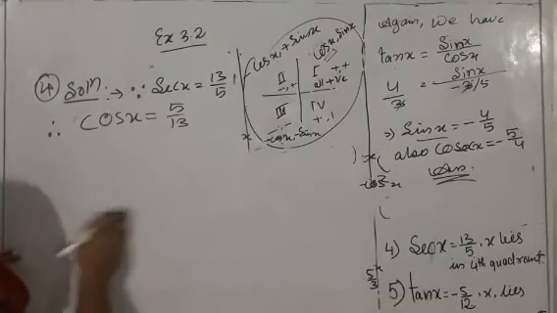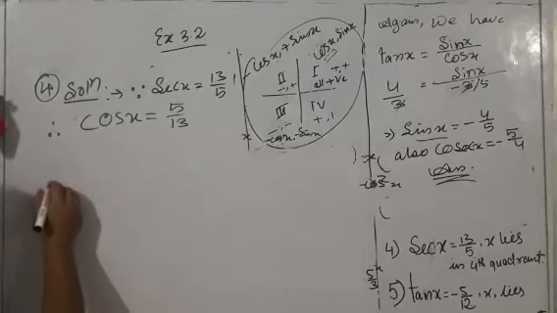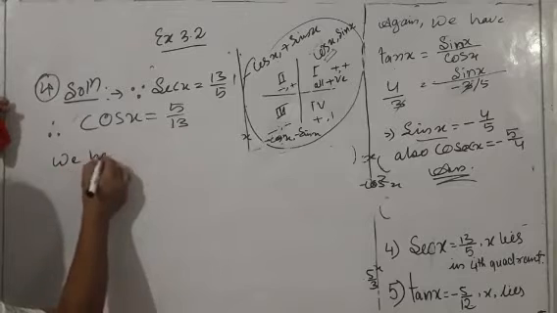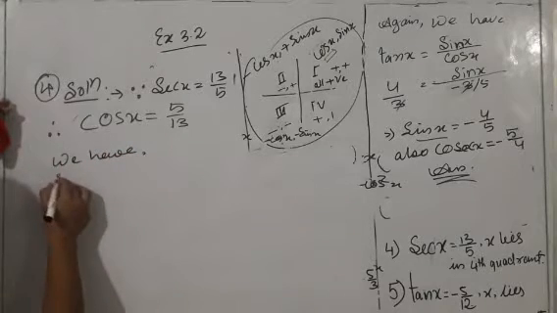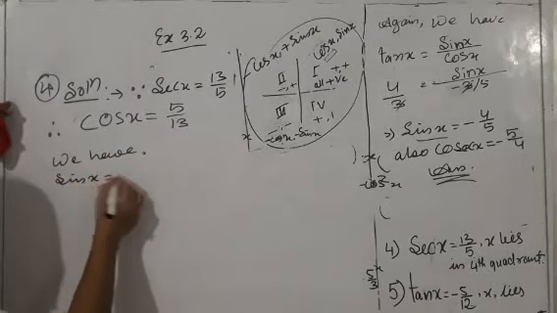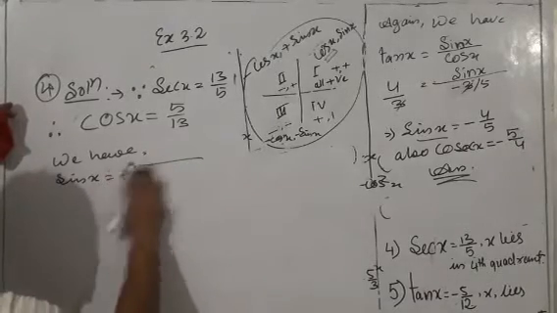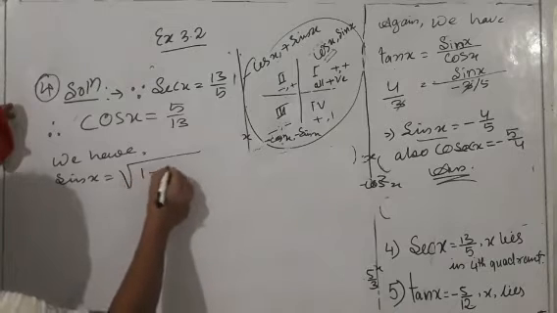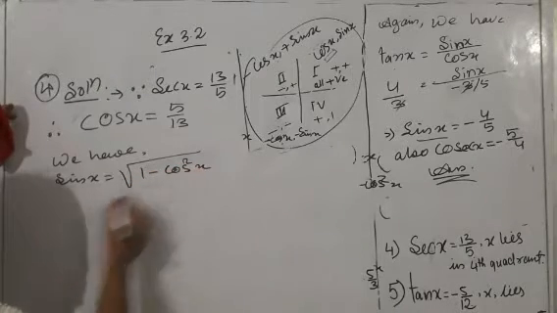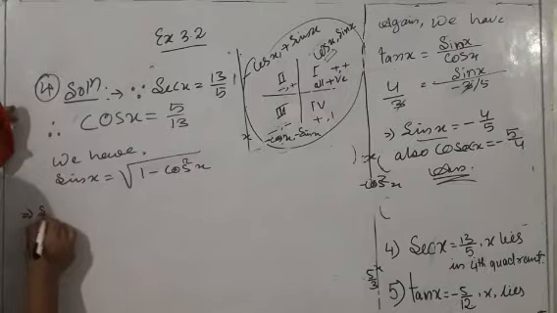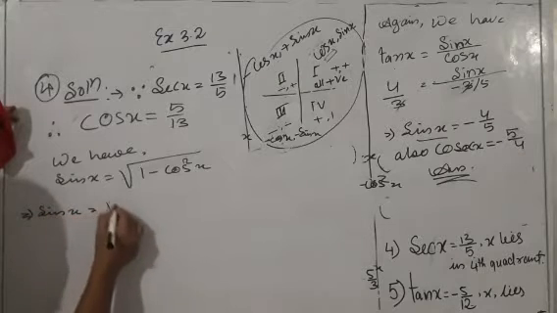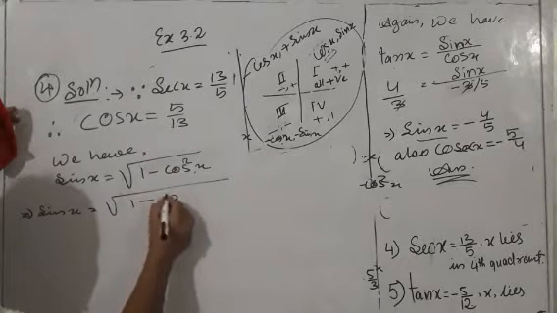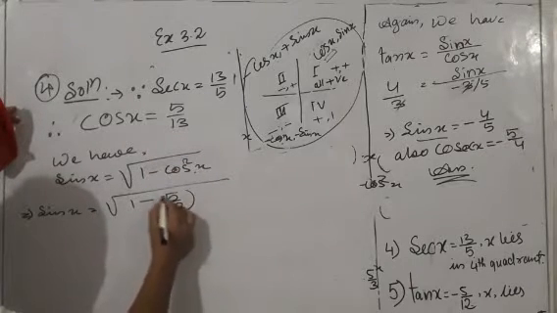Next, what can we find out? We can find out sin x. Okay, we have sin x. I am writing a direct shortcut formula. Okay, there is the identity: under root of 1 minus cos square x. Okay, now put the value. Sin x equals to how much? 1 minus cos square, the value of cos x is what? 5 upon 13 whole square.